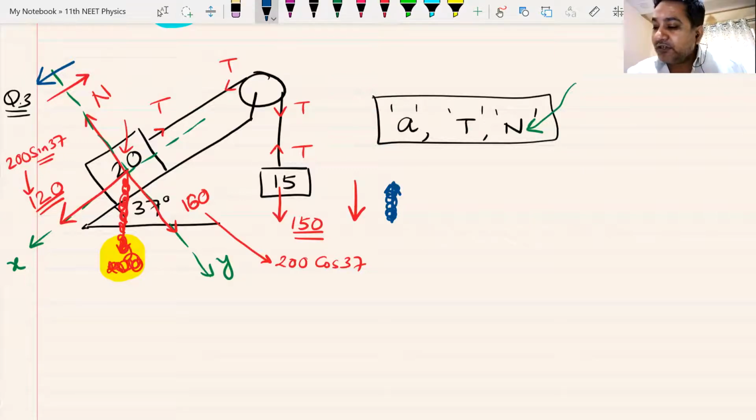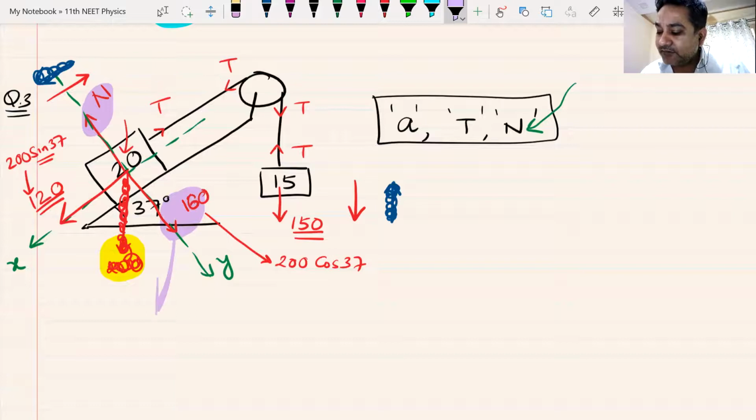So I'm just cutting it. I'm not erasing it. I'm cutting it so that we understand that we have cut something. Once we have this, then the party is almost over. We just need to write the equations. One equation will be along the y-axis. Whatever happens, this block is not going to move along the y-axis. What is the equation along the y-axis?